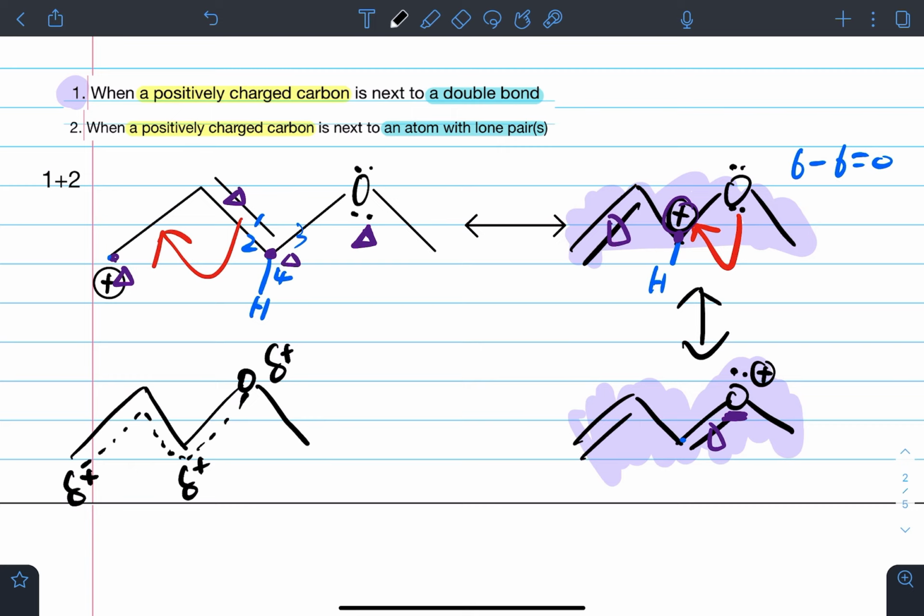Perfect. Okay, so yeah, I hope this is clear and helpful. We are gonna discuss the third and the fourth situation in my next video.